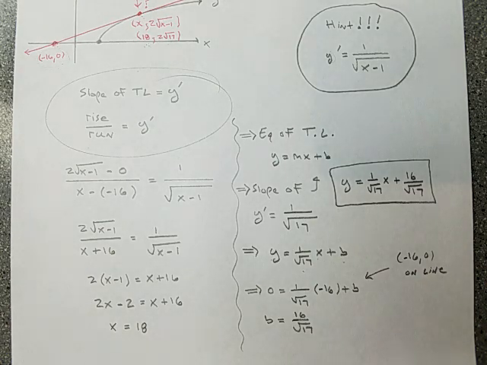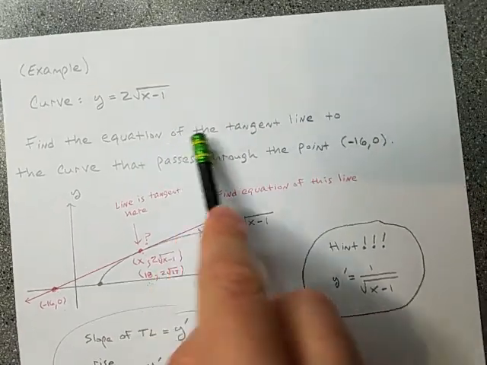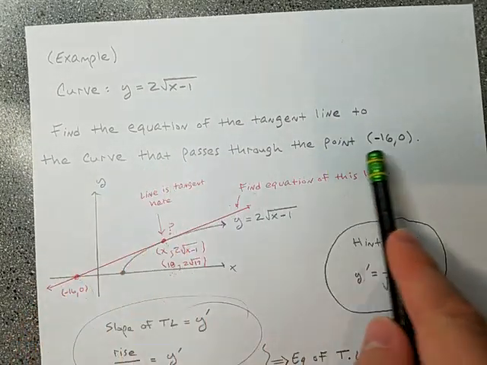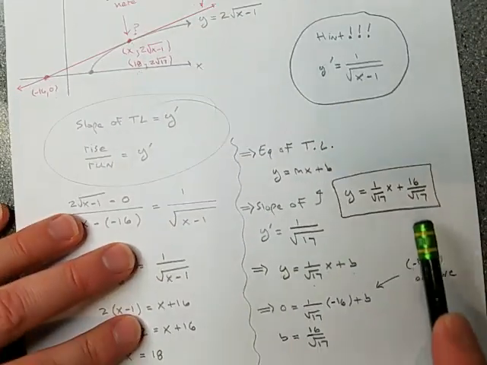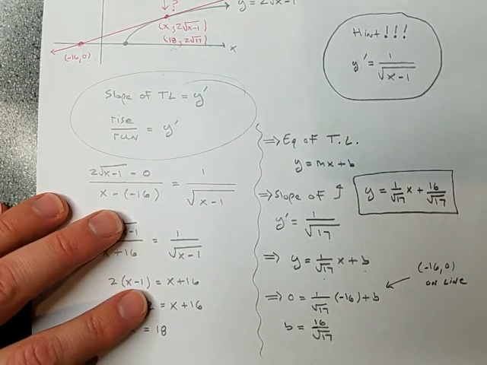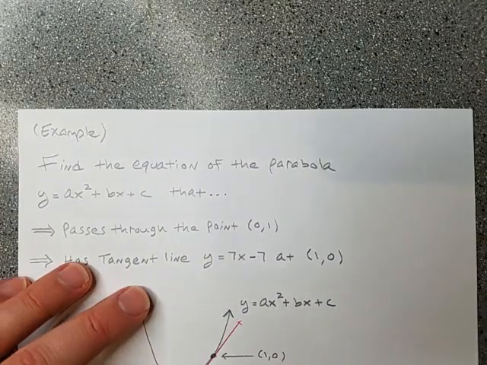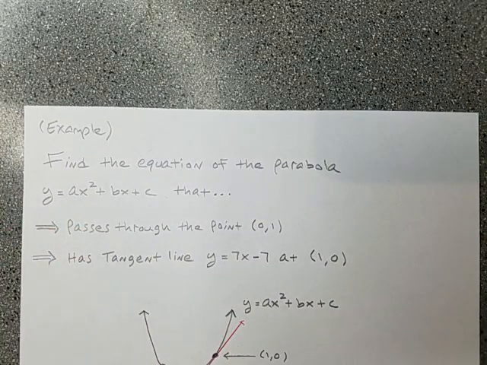All right. So there's my answer. Find the equation of the tangent line to the curve that passes through that point. Looks like this. That's the actual equation of the line. Okay. So I have one more that I wanted to show you in this video. This will probably be the last one I need to show you to get you through the most recent assignment.